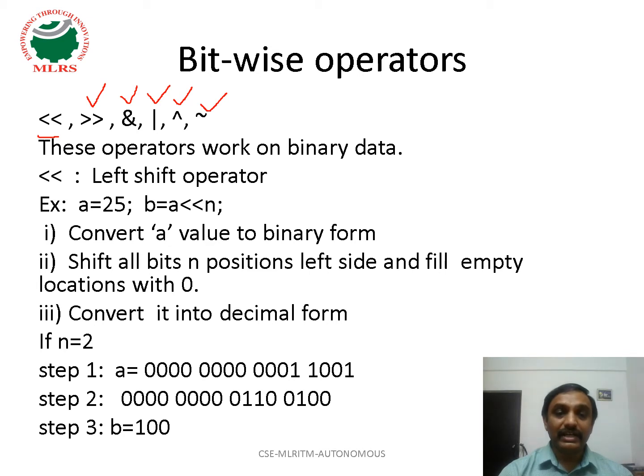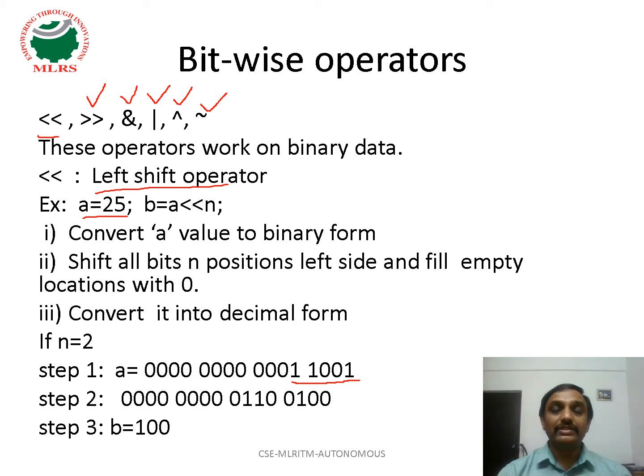Now see the first one, the left shift operator. We are shifting n number of bits to the left side. That is the main job in the case of the left shift operator. Now see the procedure to perform this one. A value is 25 we have taken. First, we have to convert 25 into binary form. You all know how to convert into binary form. Divide 25 by 2 until you get the quotient value as 0.